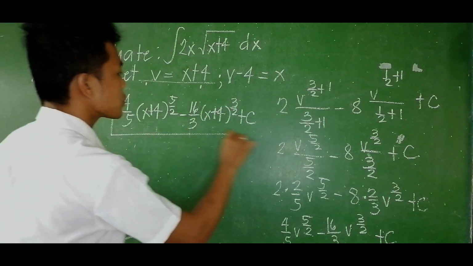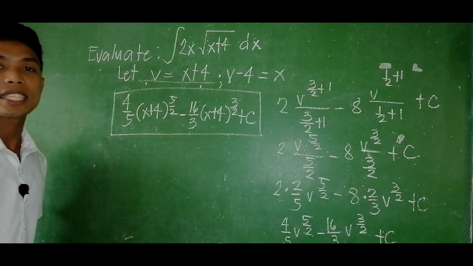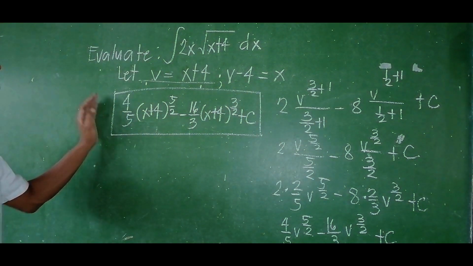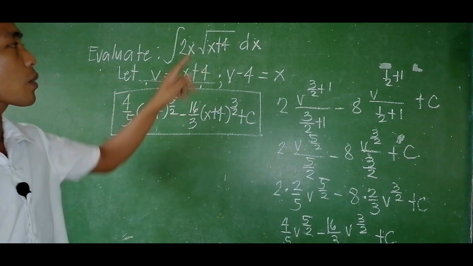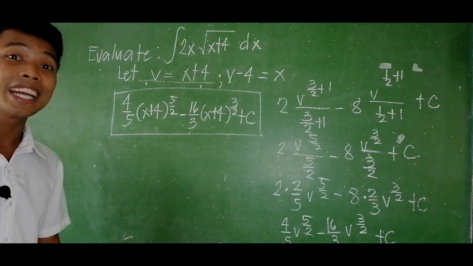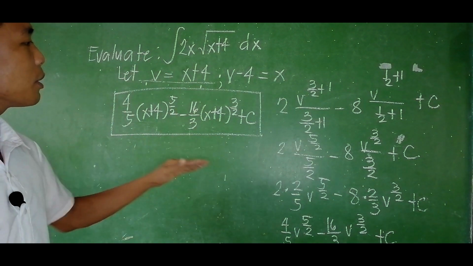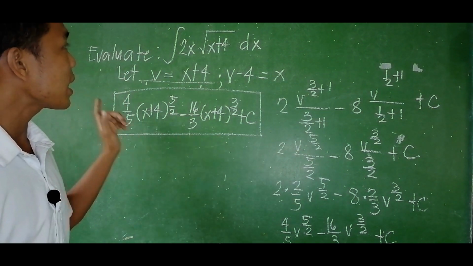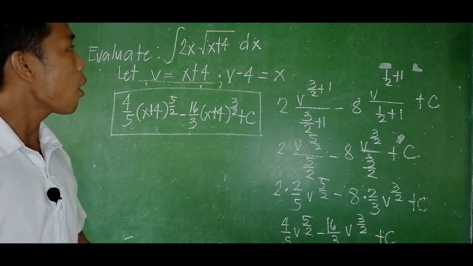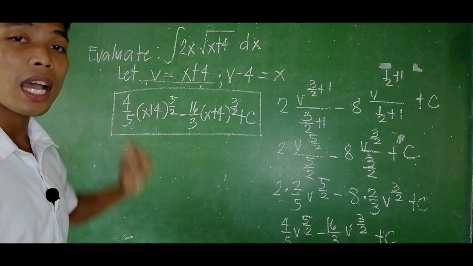And so the final answer is this. This is now the antiderivative of 2x times the quantity of x plus 4 with respect to x. So I hope you are able to follow in finding the antiderivative of a radical times a polynomial.